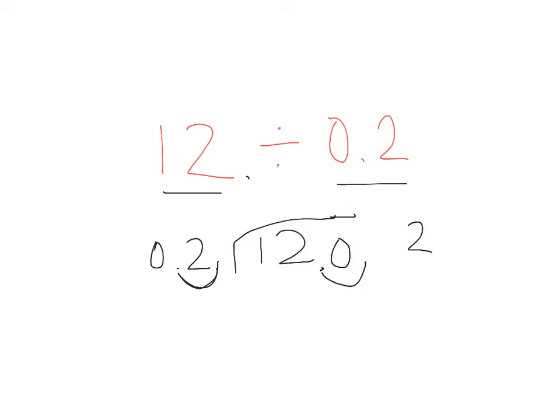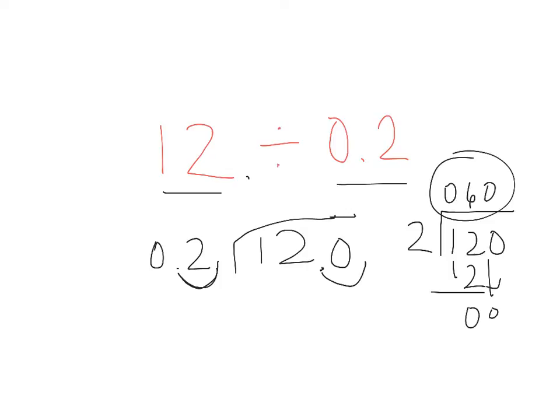And so now I'm going to rewrite the problem. I think it's really important to rewrite the problem because otherwise it can get kind of confusing. So now it's 2 into 120. How many times does 2 go into 120? Well, it goes in 0 times for the 1. Then it goes in 6 times for the 12. Then it goes in 0 times for the 0. So my answer is going to be 60. That makes sense because it's quite a bit bigger than what I said before, quite a bit bigger than that 12 when you divide that 0.2 into there.